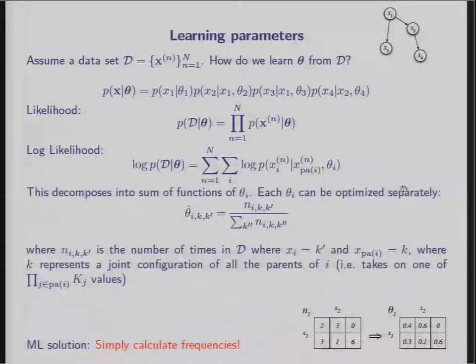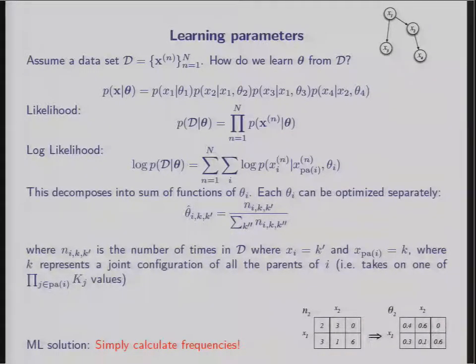And if you write down the derivative of this with respect to theta, and you optimize it subject to the constraint that the rows of theta have to sum to 1, you get this equation. What is this equation? It says that the theta i k k prime element is n i k k prime renormalized. What is n i k k prime? n i k k prime is the number of times in the data set I've observed the variable i taking on the value k prime when its parents took on the value k.